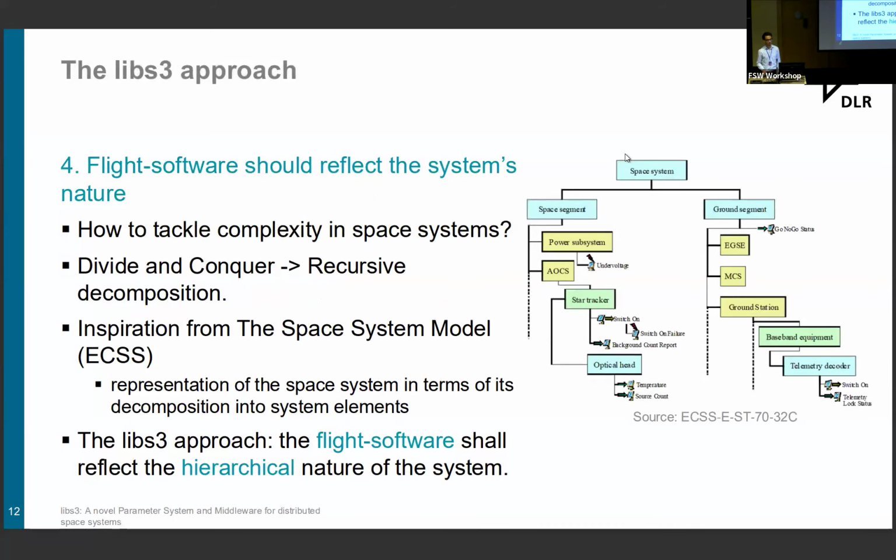And last but not least, how are we tackling the complexity? Very simple: divide and conquer. For this, I took inspiration from the space system model from the European Cooperation for Space Standardization. So the idea is basically to decompose the system hierarchically. You have a system which is composed of subsystems, and so on and so forth, until you go to the most basic unit of information, which are the parameters. So that's basically what I did. I built a tree structure composed of systems, subsystems, and parameters. So a tree. That's how I built my own parameter management system.